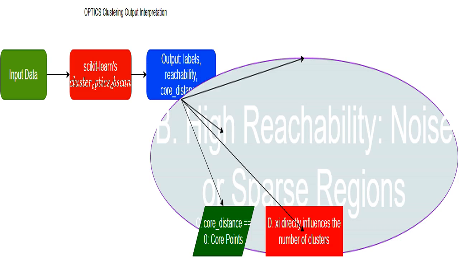A high reachability distance for a point means that this point is far away from the nearest dense cluster or core points. Imagine a single house far from a town, its reachability would be high. This could indicate that it is either a noise point or located in a sparsely populated area in terms of density or concentration of data points. This makes sense. Points in sparse areas are hard to group into clusters.